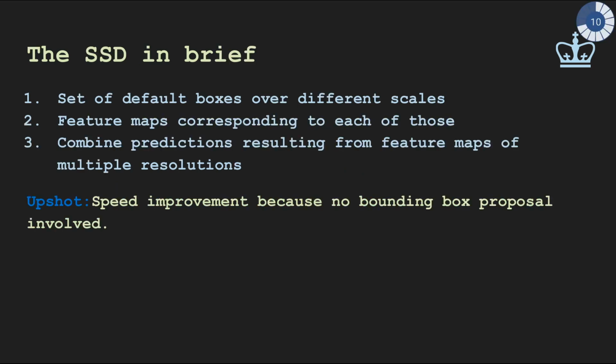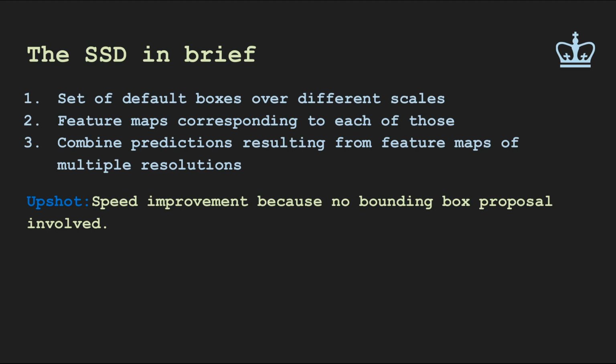So to briefly summarize what the SSD does, well, it first gets a set of default boxes over different scales. Secondly, there are feature maps that are going to be generated and learned corresponding to each of these default boxes. And finally, the predictions from multiple scales of feature maps are going to be combined to get one final presentation of the object detection score and the bounding box.